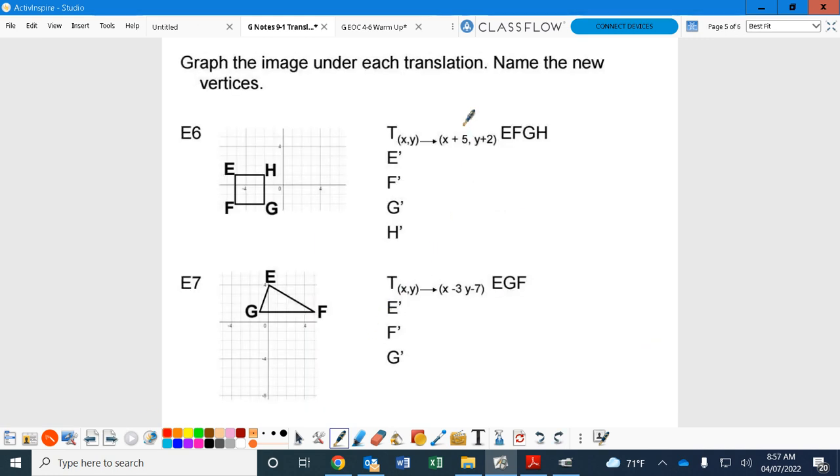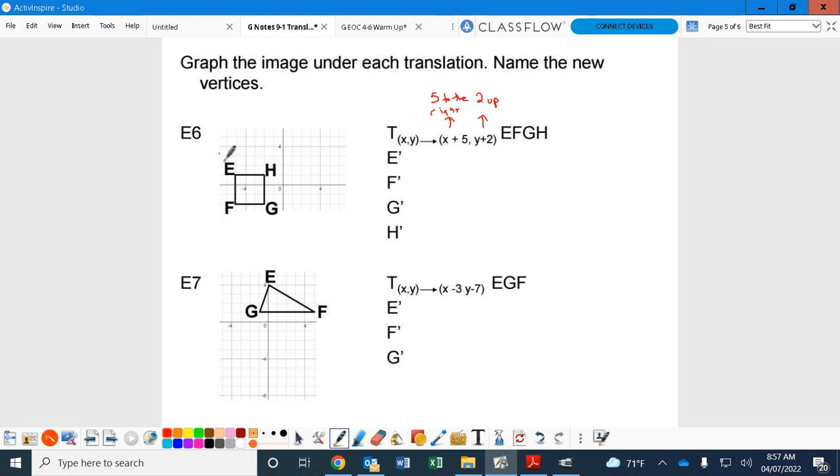Looking right here, this says x plus 5. I am going to move 5 to the what? Right. 5 to the right. And this says plus 2, so I'm going to move 2 what? 2 up. It just sounded fun. To the left or to the right, up or down. There we go. We're going to move 5 to the right and 2 up.